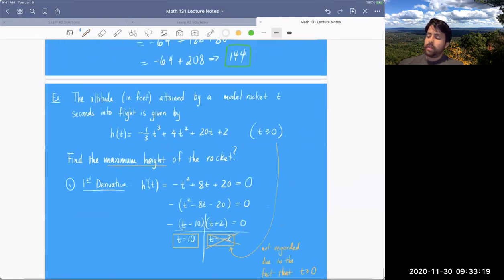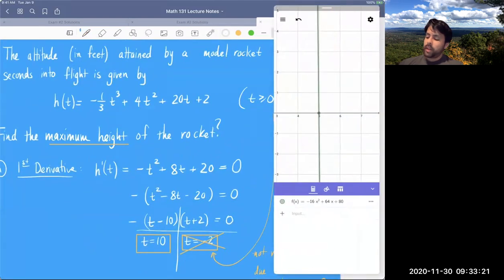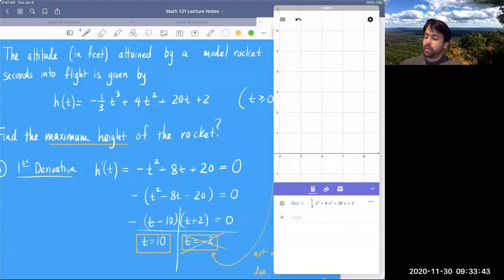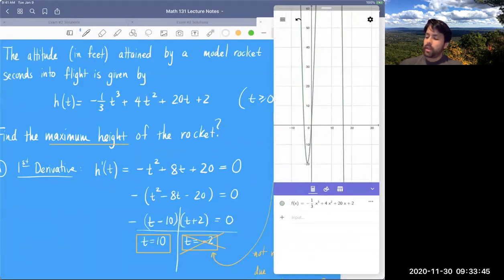So the problem with these kinds of problems, guys, is that you have to graph them because sometimes solving them is not always possible. I don't think this one will be possible. So we have to use our calculator for this. This is plus 4x squared plus 20x plus 2. So if I graph this, what do I get? Look at this.